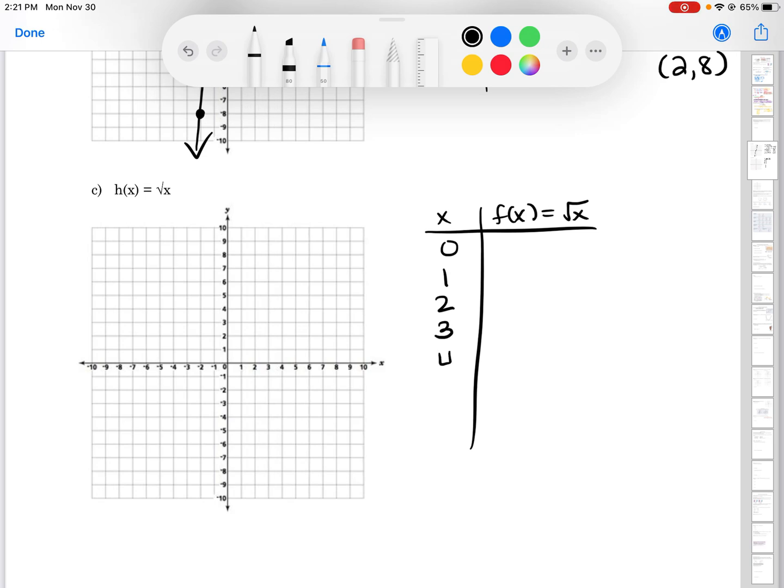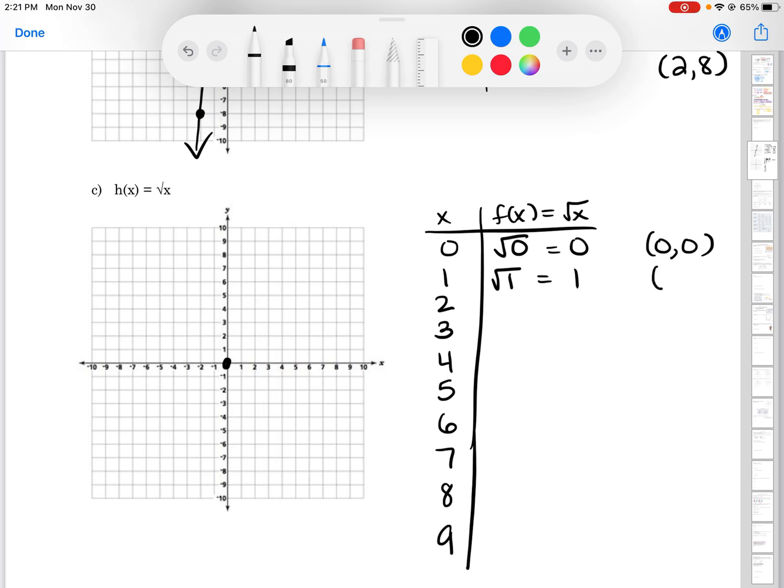Square root of 4 is easy. 5 is kind of difficult to do. 6, 7, 8, maybe 9 wouldn't be so bad. Okay, so we'll plug them in. The square root of 0 is 0, so I have the point 0 comma 0. The square root of 1 is 1, so I have the point 1, 1.